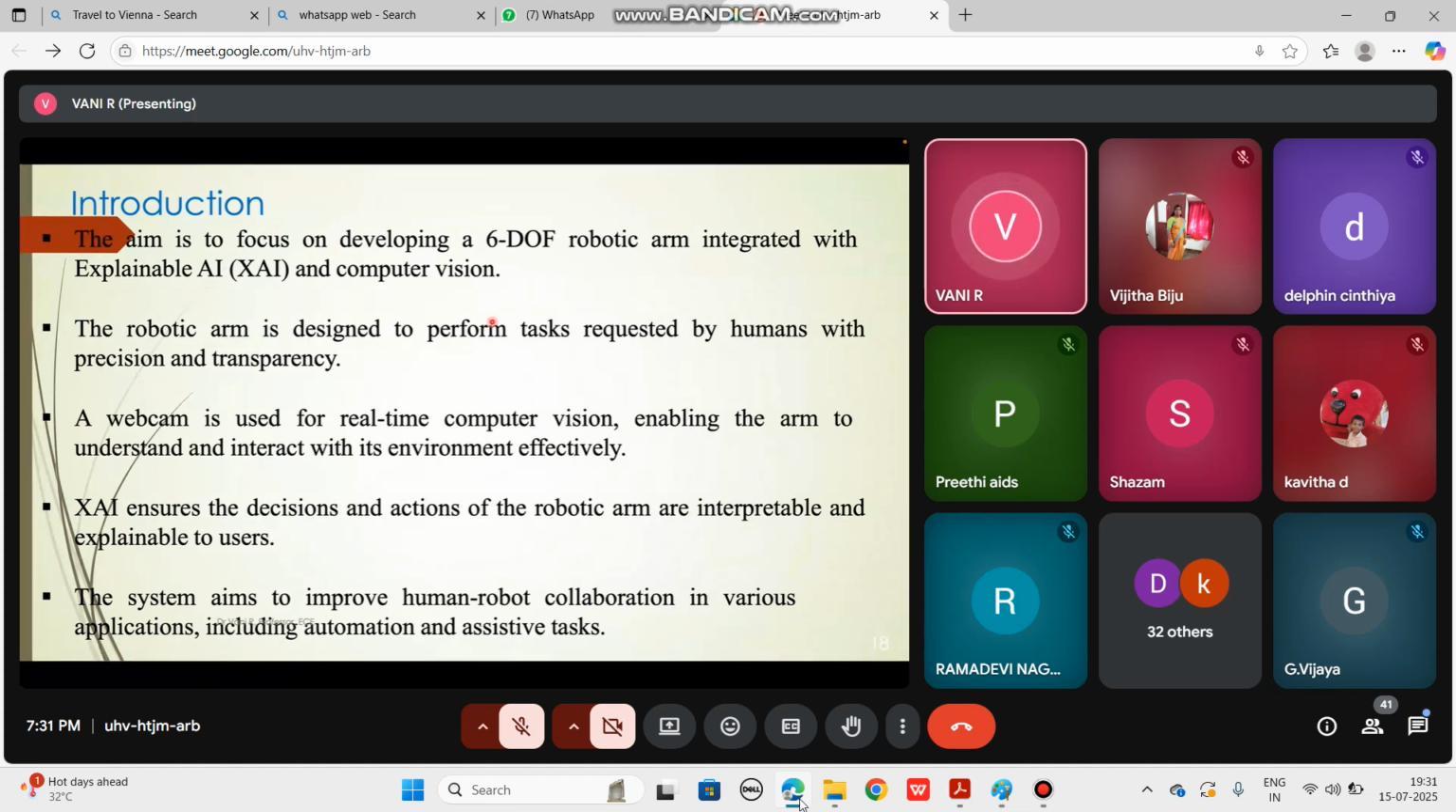So this 6 degrees of freedom robotic arm is integrated with explainable AI and computer vision. Here both these aspects have been combined so that we could design a robotic arm suitable for industrial applications. The robotic arm is designed to perform tasks as required by humans with precision and transparency. Again, the concept of a webcam will be used for real-time computer vision, enabling the arm to understand and interact with its environment effectively.